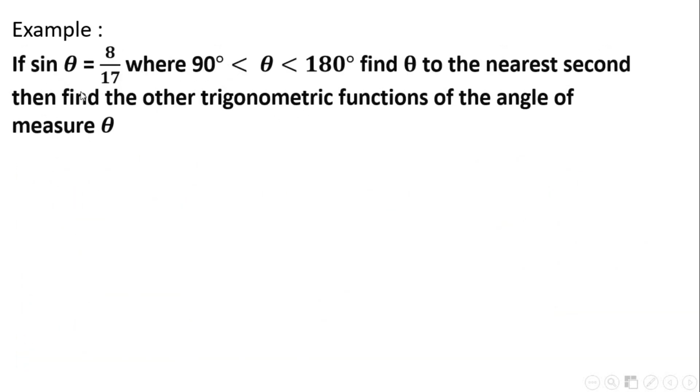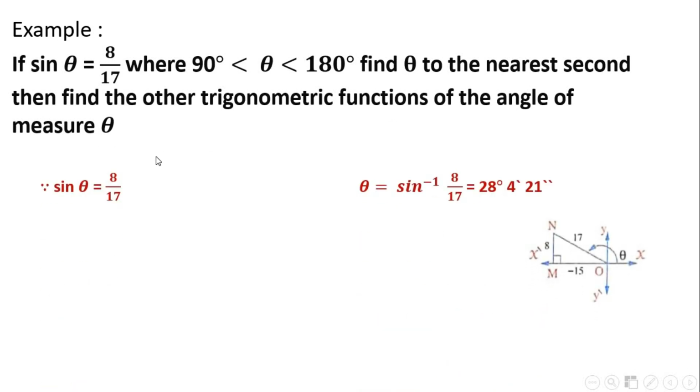Example: if sine theta equals 8 over 17, where theta is between 90 and 180 degrees, find theta to the nearest second, then find the other trigonometric functions of the angle of measure theta. As you see in the shape, the angle theta lies in the second quadrant. Then you draw a triangle like this. This side is 8 and that side is negative 15, and the hypotenuse for sure will be 17. So theta is sine minus 1 of 8 over 17, which is 28 degrees, 4 minutes, and 21 seconds.